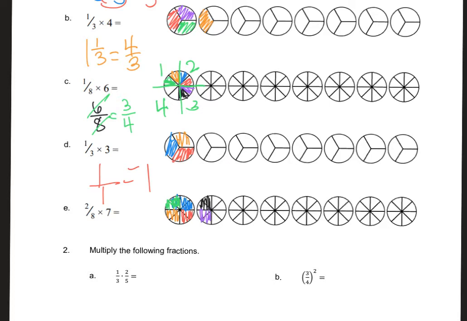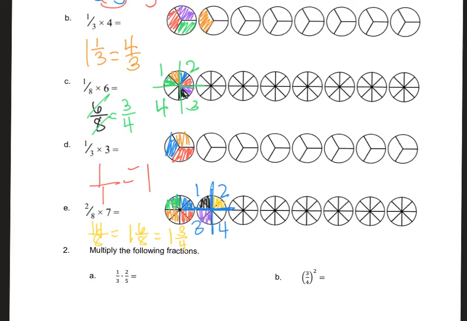6 of the 2's. 7 of the 2's, right? So 2, 4, 6, 8, 10, 12, 14 eighths, which really gives us 1 and 6/8, or 1 and 3/4. Again, looking at this as quarters, we have 1, 2, 3 out of 4 of those quarters.